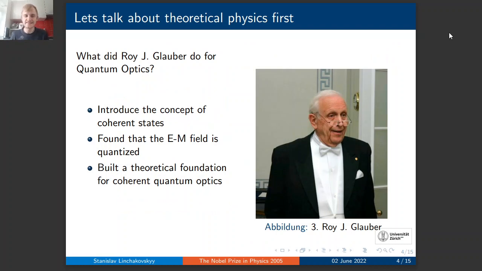So let's discuss what Roy Glauber did for quantum optics. You should understand that we start with the theoretical physics part. First of all, he introduced the concept of such states that have his name, and they are also called coherent states. Also, he found that the electromagnetic field is quantized and built a theoretical foundation for coherent quantum optics.